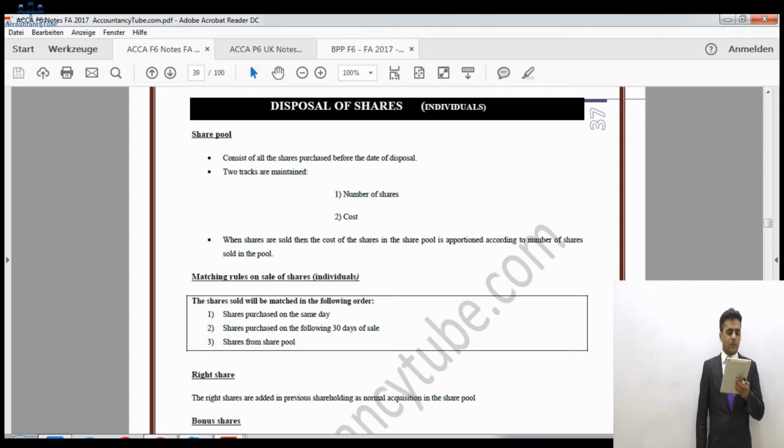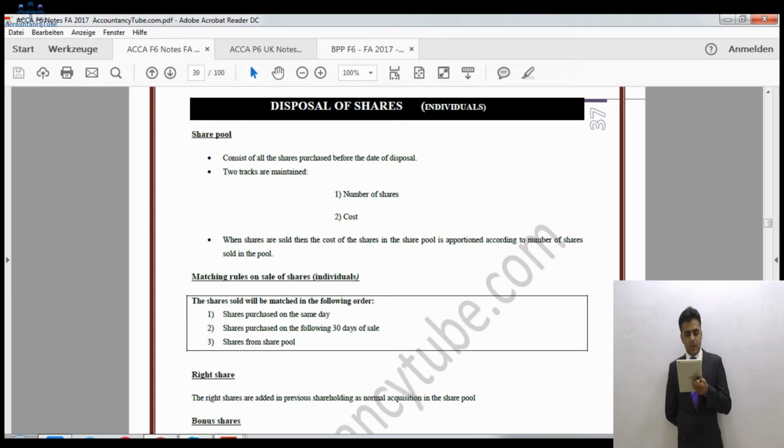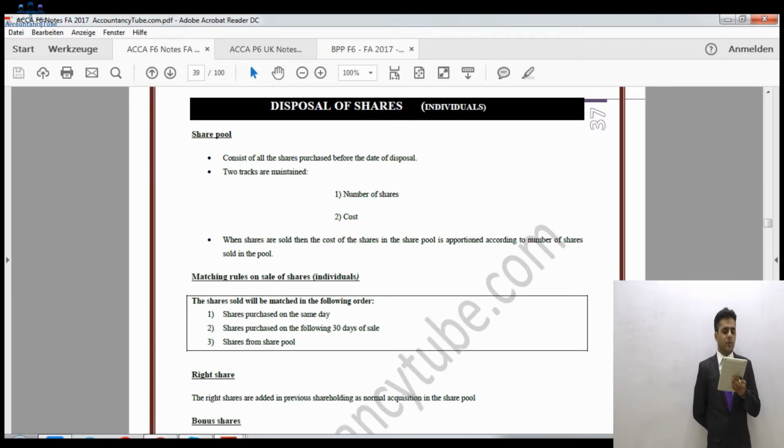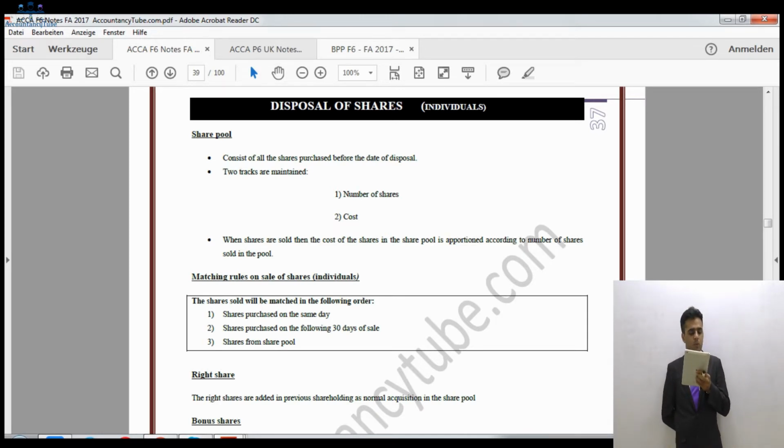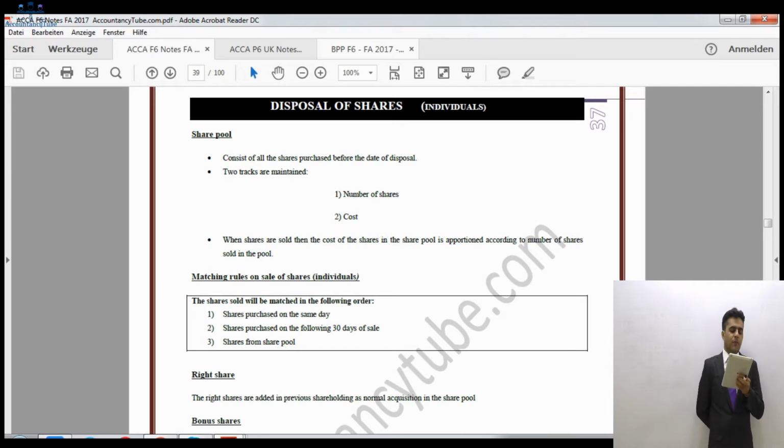Now if you look at your lecture notes, the share pool consists of all the shares purchased before the date of disposal. We keep track of the number of shares and the cost. When shares are sold, the cost of the shares in the share pool is apportioned according to the number of shares sold from the pool. Now for individuals, there is a matching rule for the sale of shares.